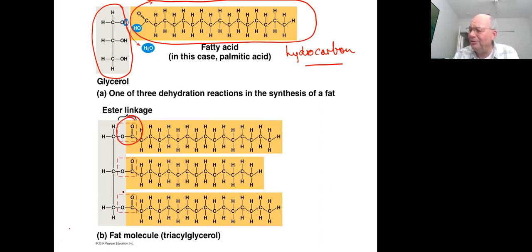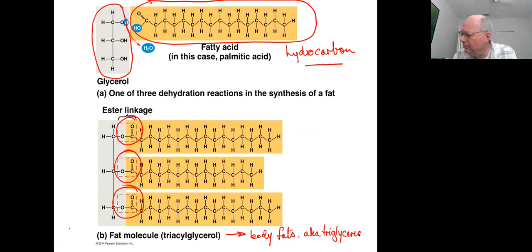Because the glycerol has 3 OH groups, you can link up to 3 fatty acids via ester linkages to the glycerol backbone. So this is what is referred to as a triacyl glycerol. These are body fats. So a triacyl glycerol or a triglyceride is a glycerol molecule with 3 fatty acids attached to it.